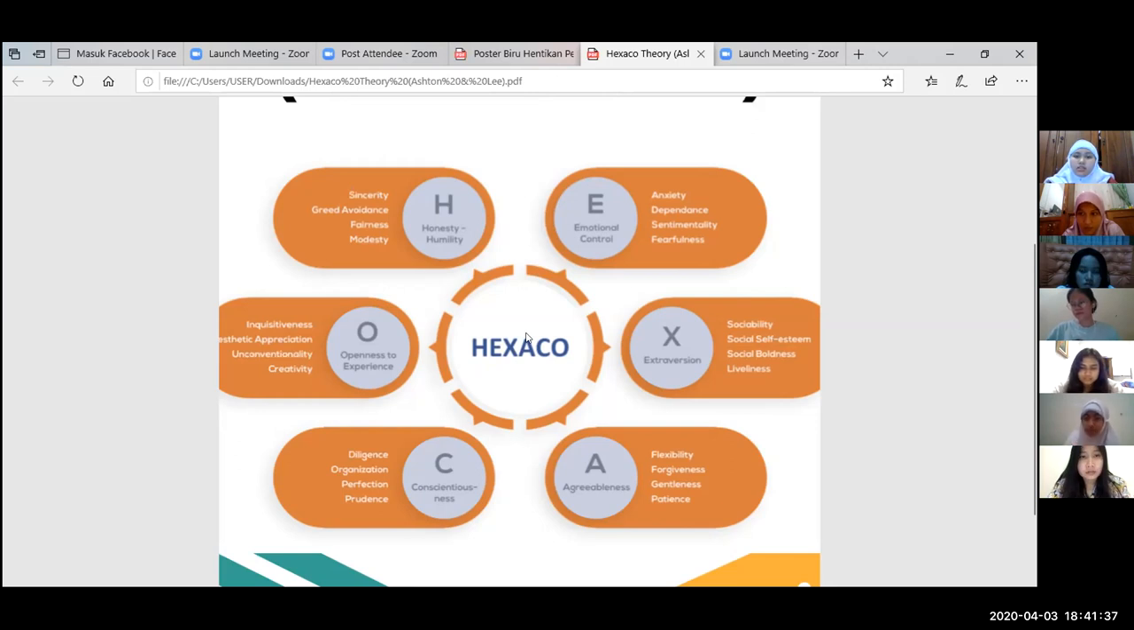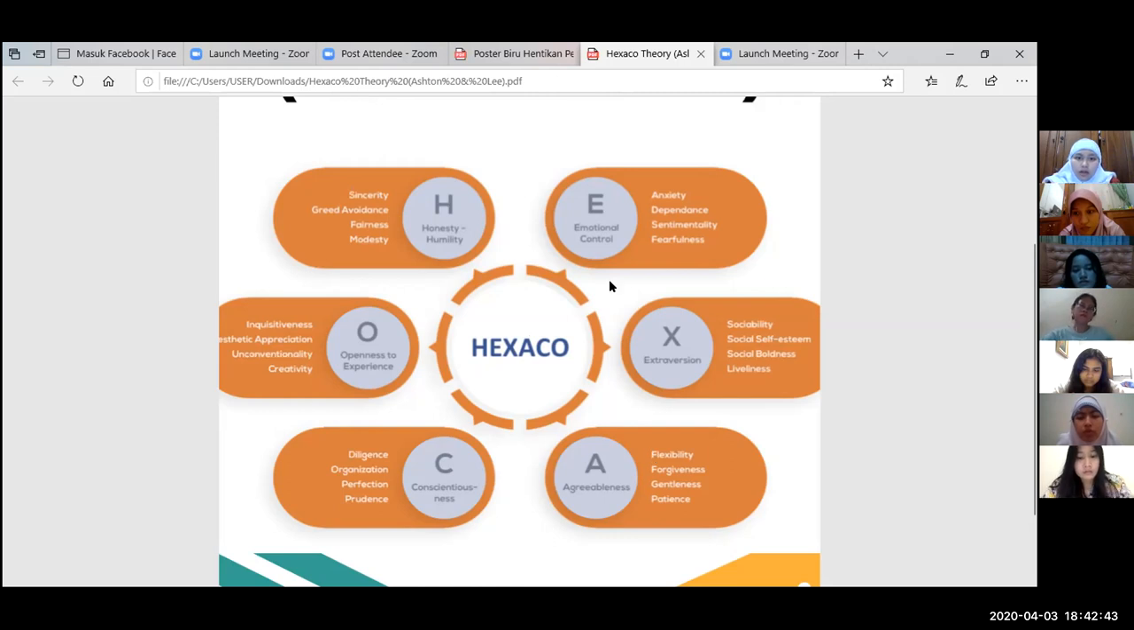Yeah, and then the next is if you have high emotionality, you can get anxiety, dependence, fearfulness. If you have a high extraversion, kamu jadi sociability, you can have liveliness kayak gitu. And if you have a high agreeableness, you have more forgiveness with other people, you are more patient with other people. If you have a high C, you can be more diligent, more perfectionist, and etc. And the last is if you have a high score in O, you can explore your creativity more than others.